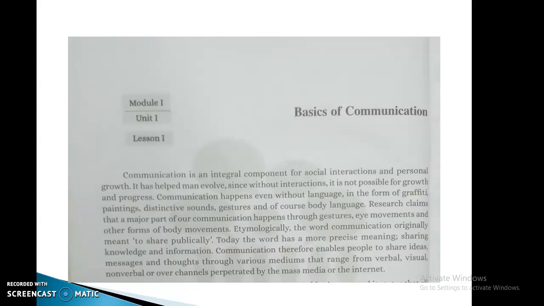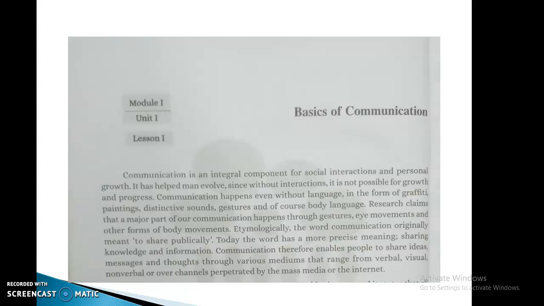Also, communication takes place in the form of paintings, special sounds, through gestures, meaning through movement of part of the body, especially the hand or the head, to express an idea or meaning, and also through body language.